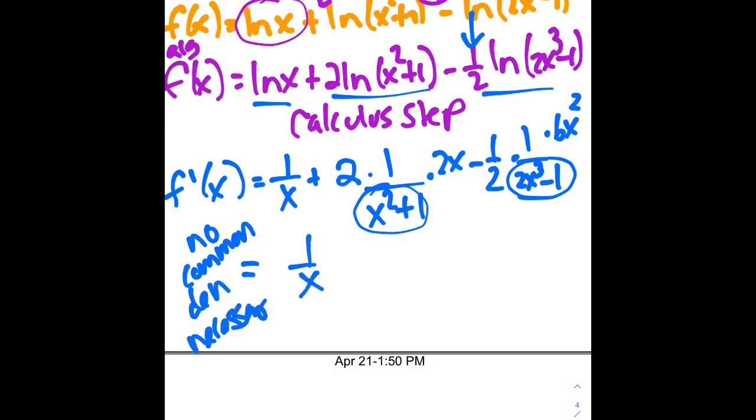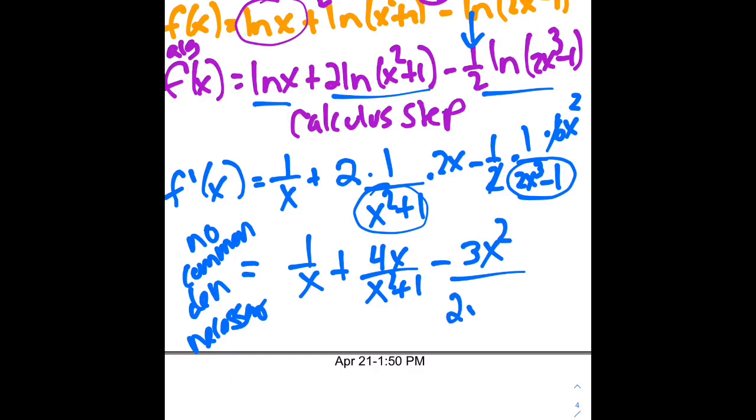I have 1 over x for the first term. I have 4x over x squared plus 1 for the second term. And then for my last term, let's see, the 2 and the 6 cancel. So I'm left with a minus 3x squared over 2x cubed minus 1.